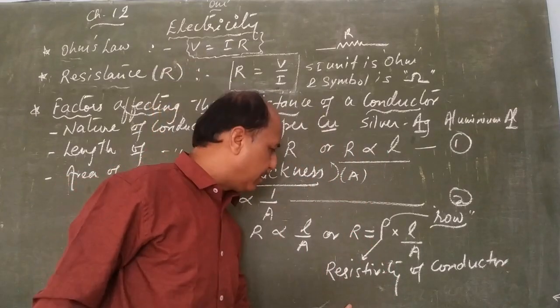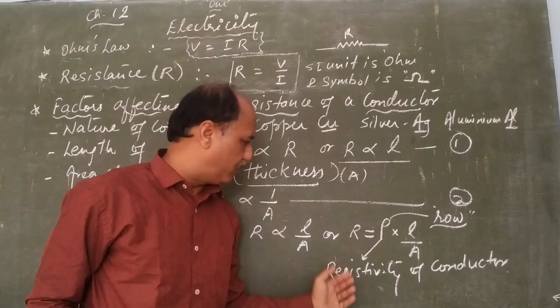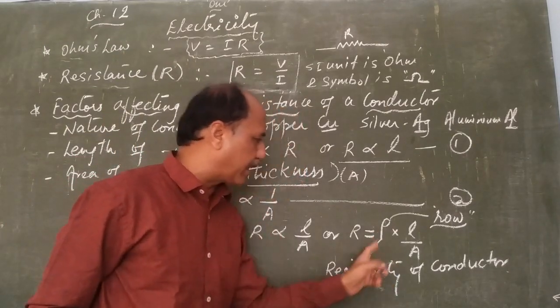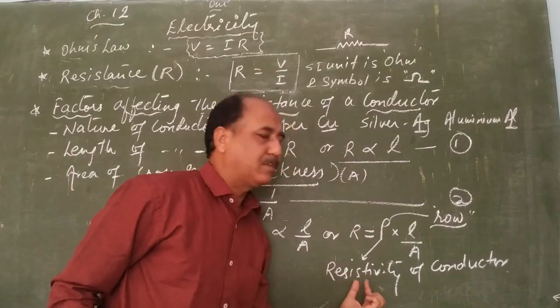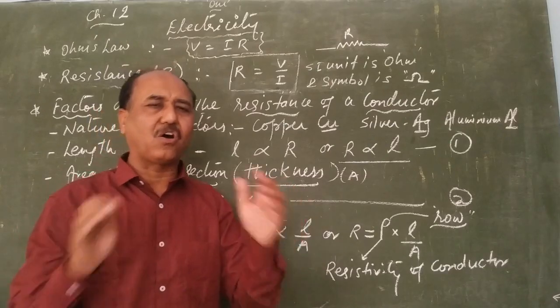Now resistivity, another term we got here. What is resistivity? After resistance, now we are getting a new term called resistivity. This resistivity, which is symbolized by rho, is possessed by all the conductors.